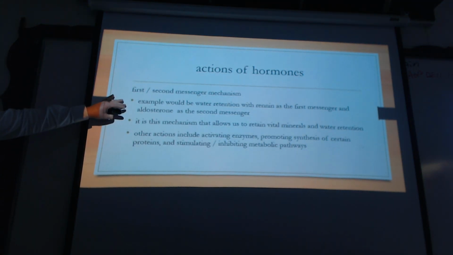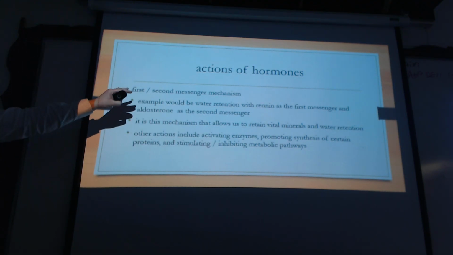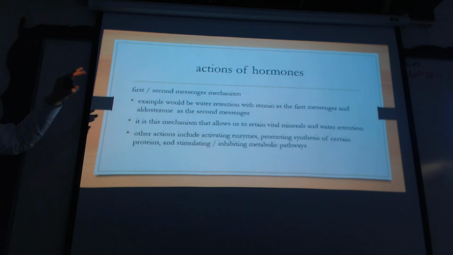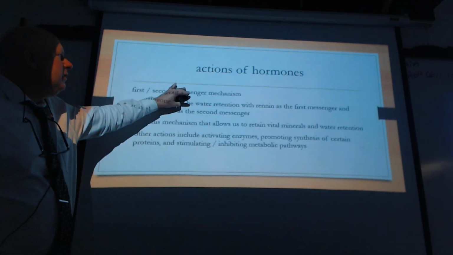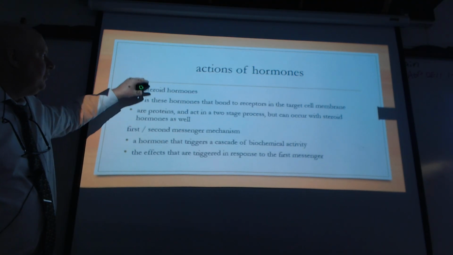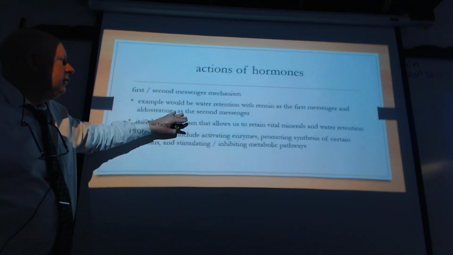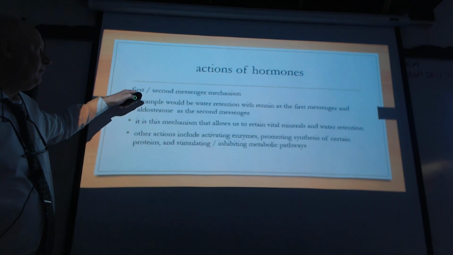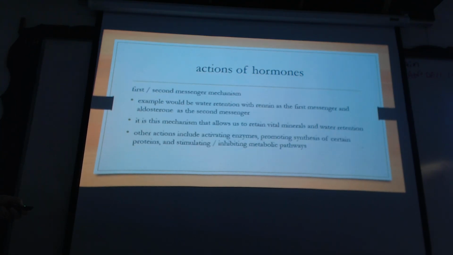First and second messenger mechanism. It's sent from one part of the body, probably the pituitary gland. That's the first message. Then the second one is going to be the individual cells that act as the second messenger. Usually we explain that with non-steroid hormones, but I just read that it can also take place with steroid hormones. Oh, right here. It occurs with steroid hormones as well.